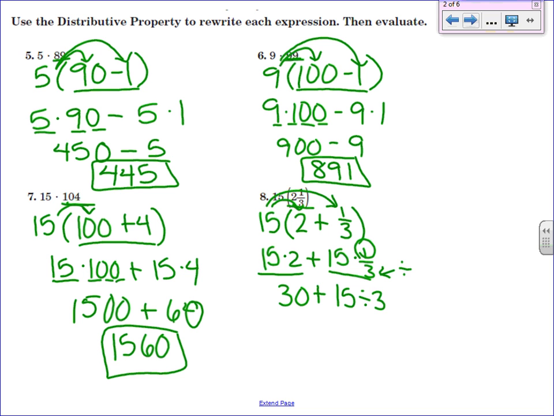So now I don't have to feel uncomfortable about that fraction, and I can just say 15 divided by 3 is 5. So my final answer is 35.